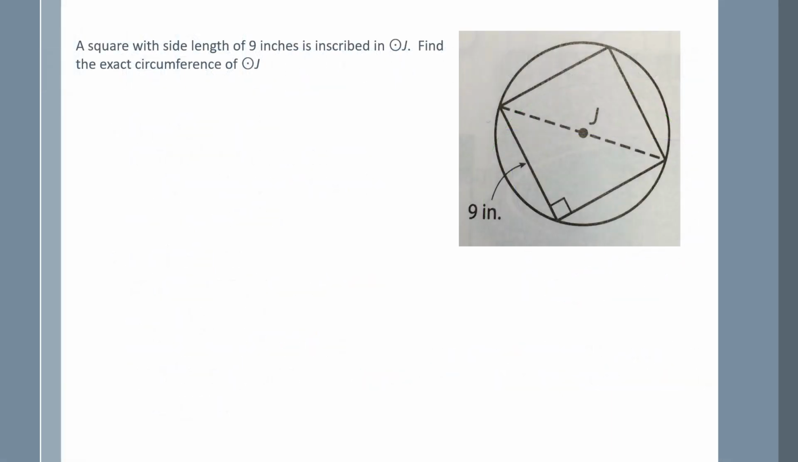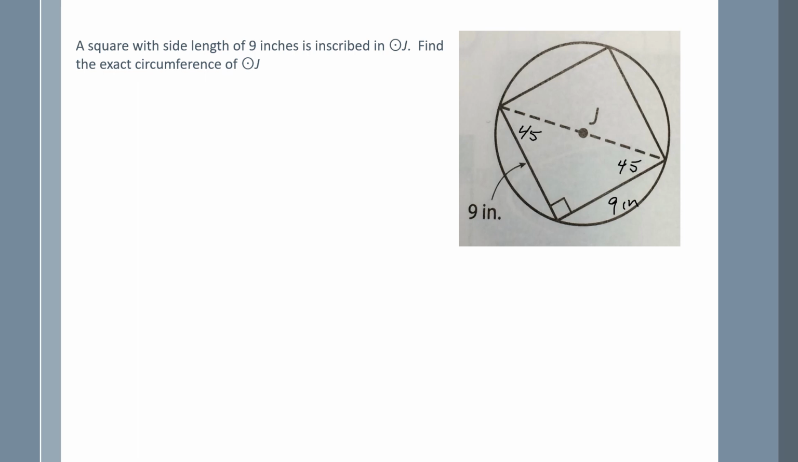Okay, a square with side length of 9 inches is inscribed in circle J. Find the exact circumference of circle J. All right, so if you remember, we're going to incorporate some of our work from our prior unit with right triangles and special right triangles. So we have here an isosceles right triangle because this is also 9 inches. So this makes this a 45-45-90 right triangle.